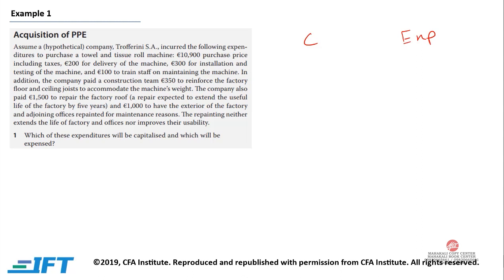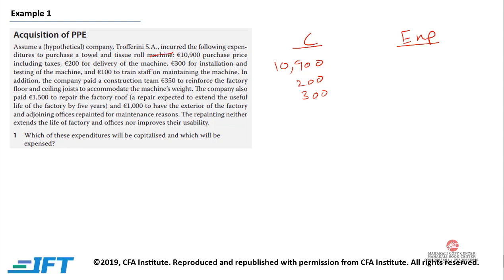So 10,900 purchase price including taxes. So we have to capitalize this. 200 for delivery of the machine. This needs to be capitalized as well because you cannot use machinery until it is delivered. 300 for installation and testing of the machine. Again, this needs to be capitalized because you cannot use the machinery unless it is installed or tested.